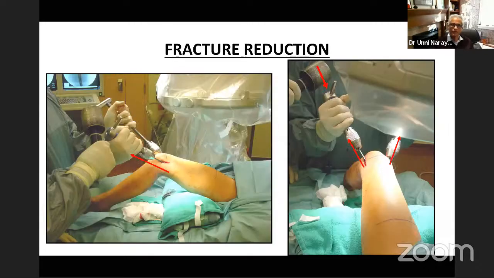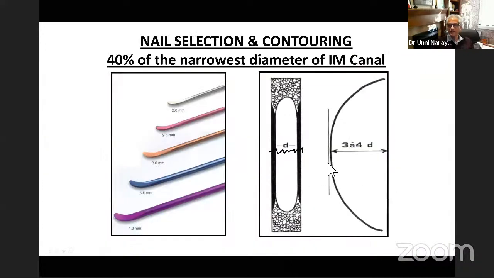Here's a technique to help with fracture reduction. If you bend these rods enough, and you do have to bend them quite significantly, so at the level of the fracture site, you can see that's about 3 to 4 times the diameter of the intramedullary canal at the level of the fracture site. That's the extent of the bow to get that elastic stability.